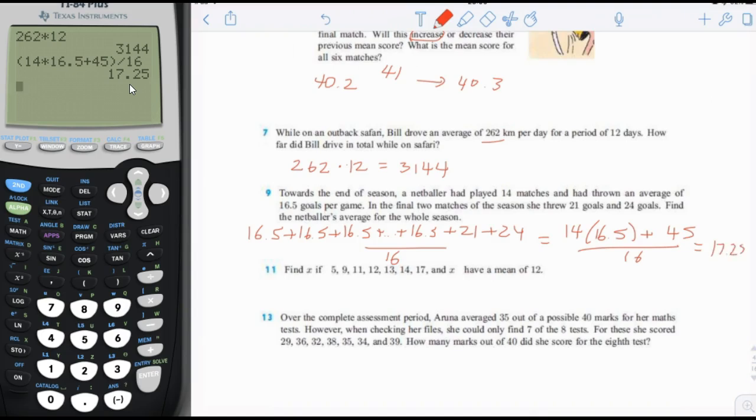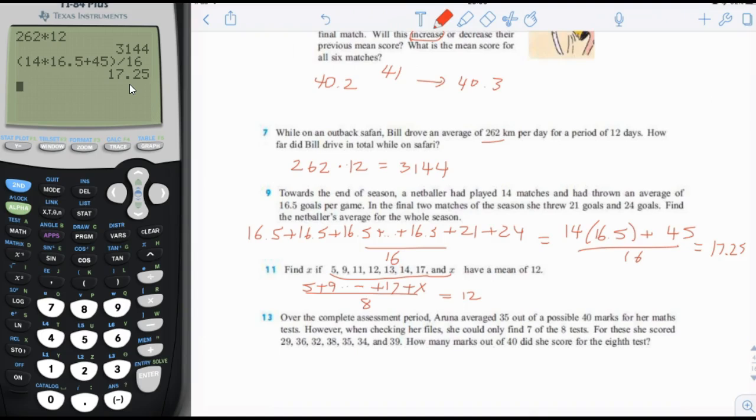Okay? All right. Find x if all these numbers and x have a mean of 12. So how do we do that? Since we can't do that straight up in the calculator, we could just do algebra. We're going to have all these numbers, 5 plus 9 plus and so on, plus 17 plus x, divided by the total count of numbers. How many numbers total are there? 1, 2, 3, 4, 5, 6, 7, 8 numbers total. And we know that that equals 12.